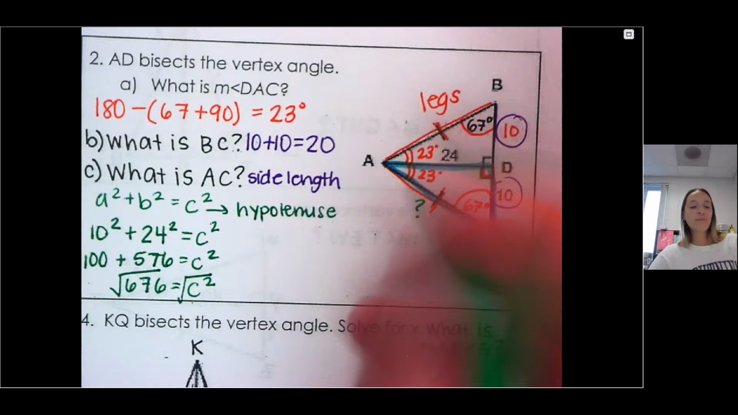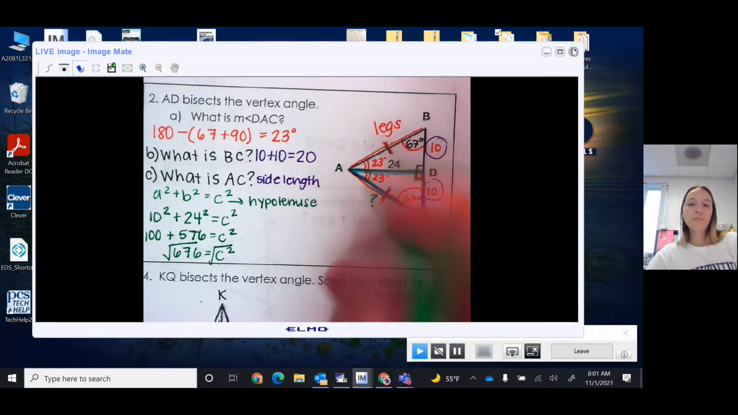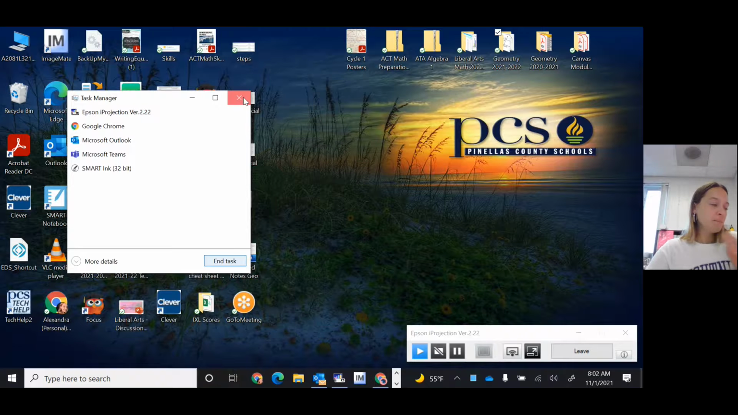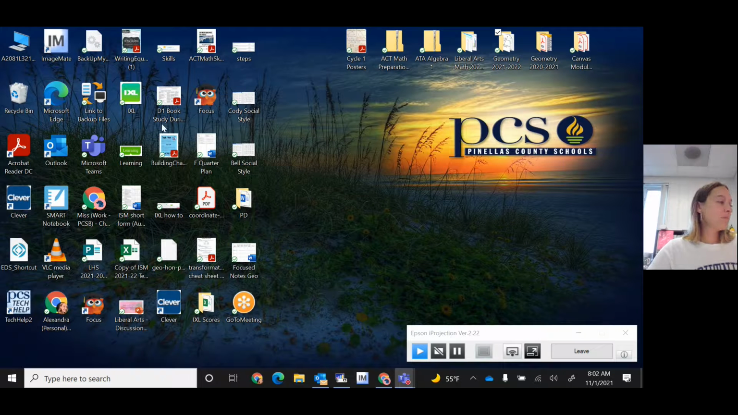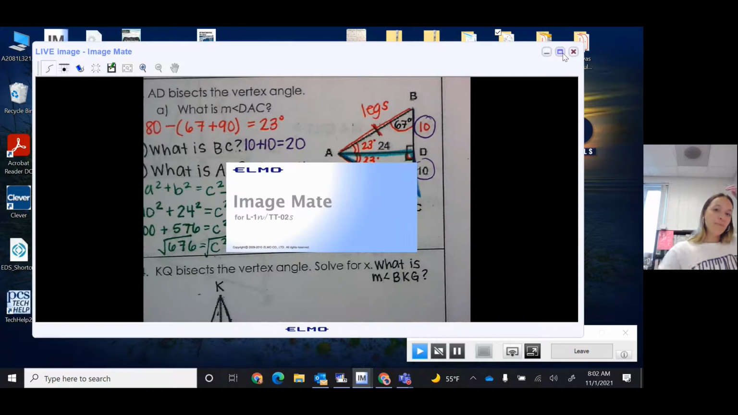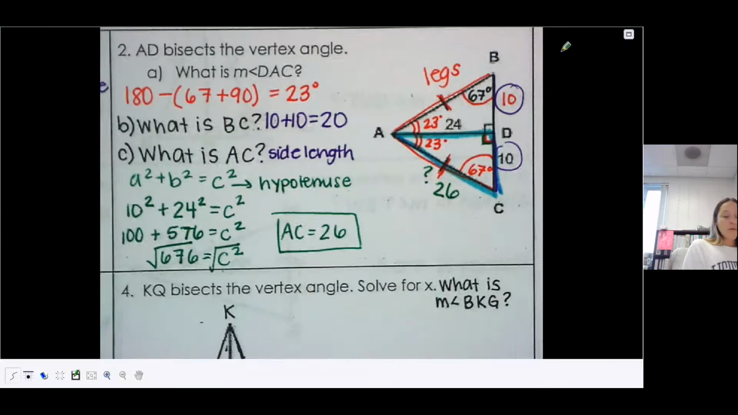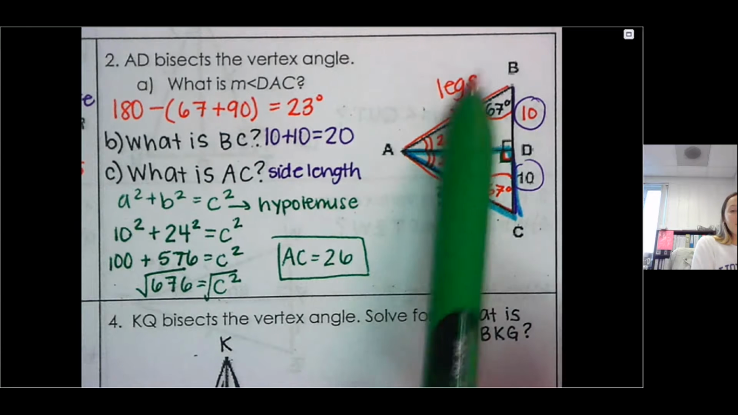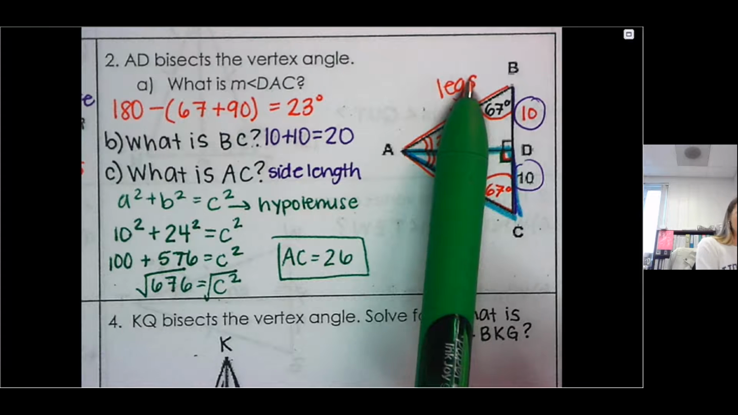Hey, what does that mean this leg over here is? Oh, it froze on me. Sorry, guys. Okay. So if this side's 26 right here, what does that mean? This one has to be on this side. It better be exactly the same thing, 26.